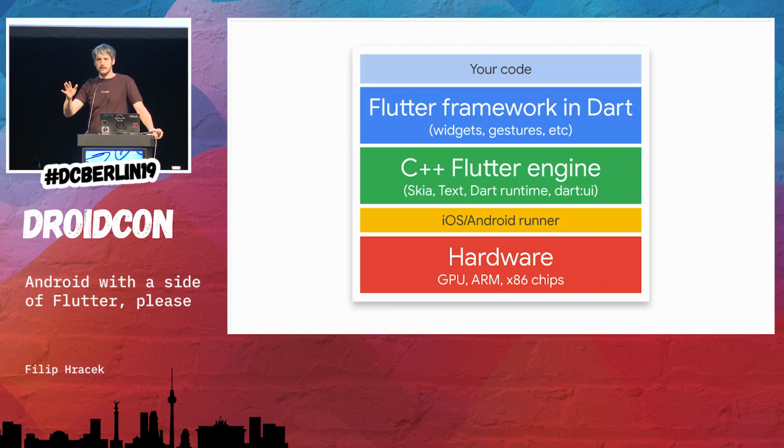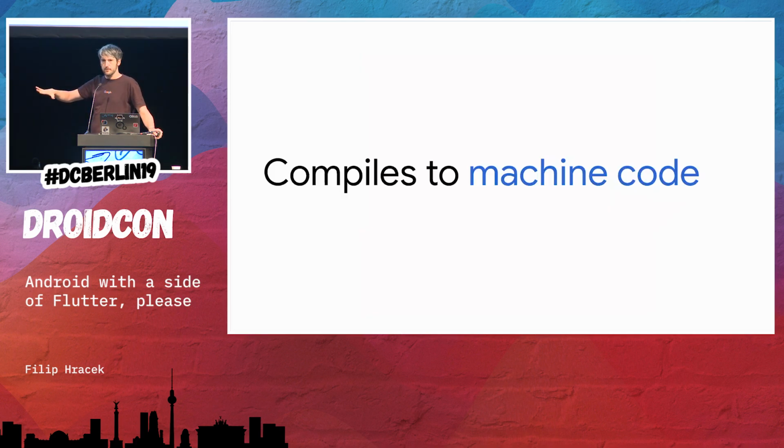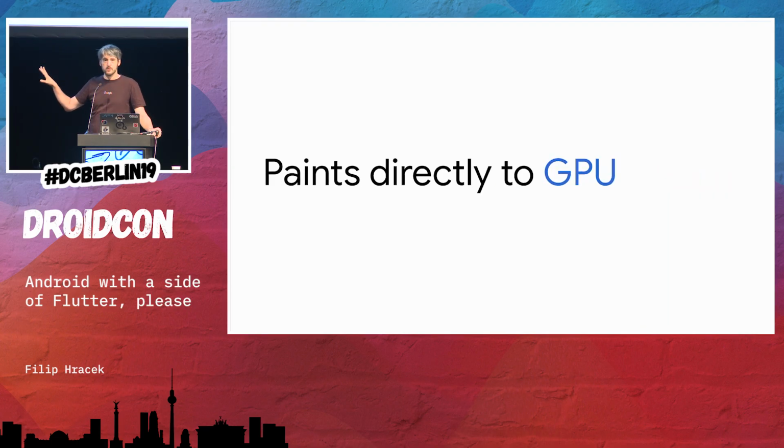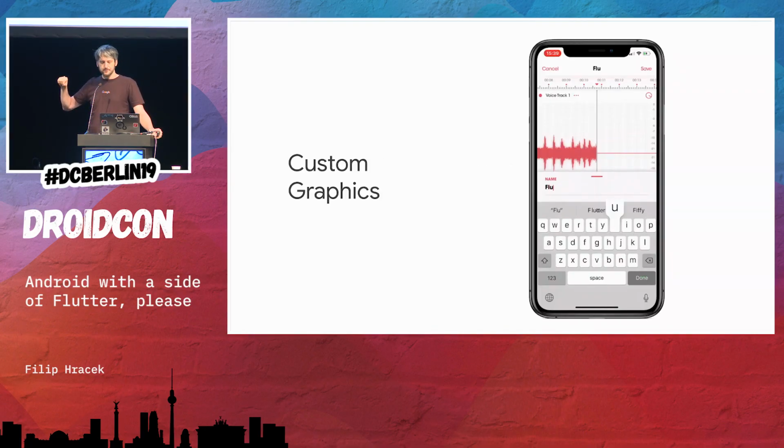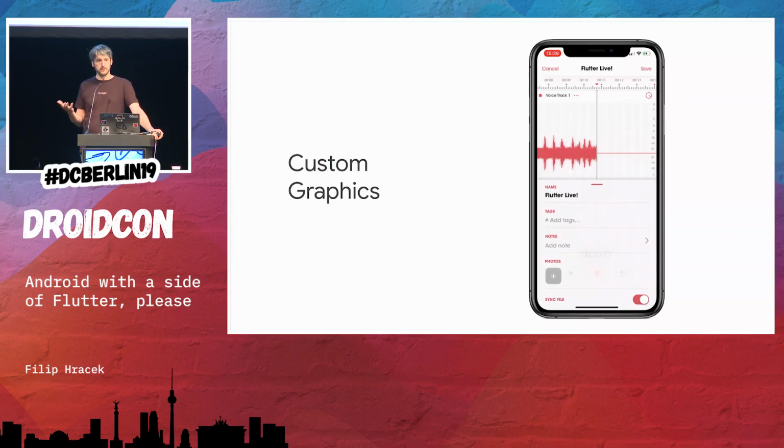There was a talk about React Native just before me. They talk about the bridge and all that. There is no bridge here. It's really compiled to native and running straight on the metal. So it compiles to machine code. I can't stress this enough. A lot of people are like, so does it compile to JavaScript or what? No, machine code. And it paints directly to the GPU, right? And that's why we can get the performance and the flexibility that we do. And that gives us the ability to do really custom graphics, right?